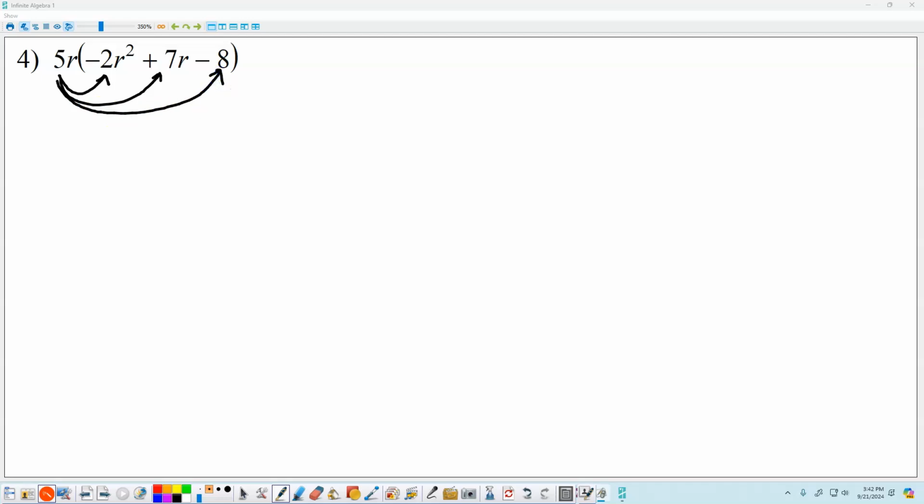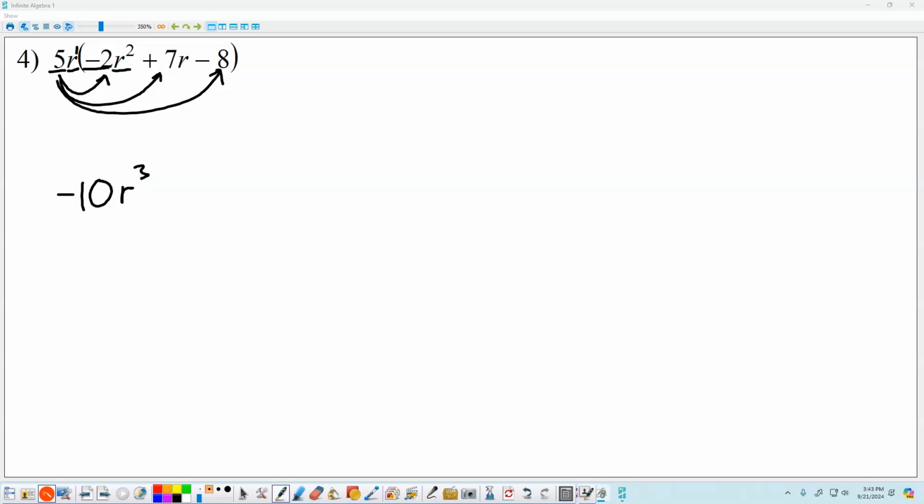So when you multiply monomials, you multiply the coefficients. So 5 times negative 2 is negative 10. And when it comes to the variables, r times r squared, you add their exponents. So this one has a 1, and this one has a 2. So 1 plus 2 would be 3. So it comes out to be negative 10r to the third.